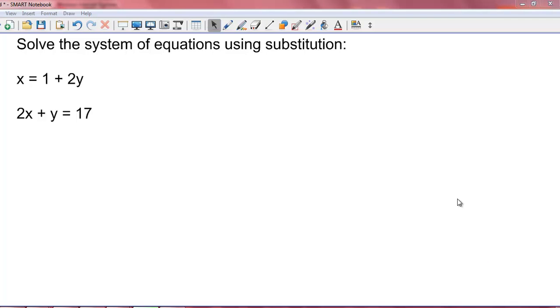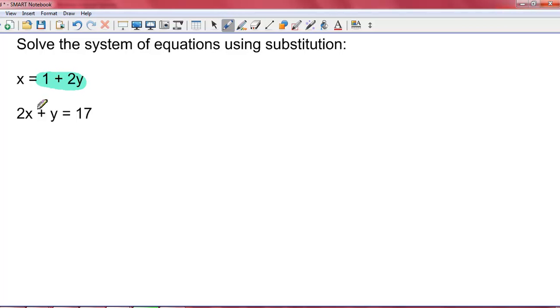I'm Miss Andrews. And we're going to solve a system of equations using the substitution method. So when we look at these two equations, even though the directions tell us to use substitution, one of the equations is already set up where it tells us our variable equals and then has all that information. So that's how we know that substitution would be the best method.